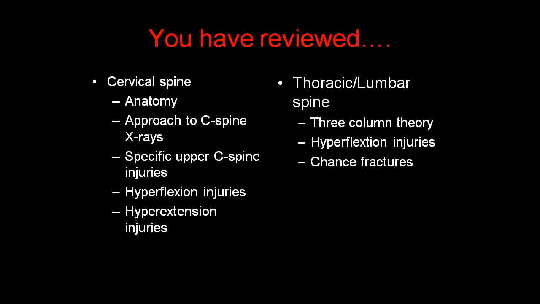You have now completed the introductory tutorial of cervical, thoracic, and lumbar spine trauma. You have reviewed the anatomy of the cervical spine, a general approach to cervical spine x-rays, specific upper cervical spine injuries to be aware of, hyperflexion and hyperextension injuries. In the thoracic and lumbar spine, we quickly reviewed the three-column theory, as well as hyperflexion injuries and chance fractures.